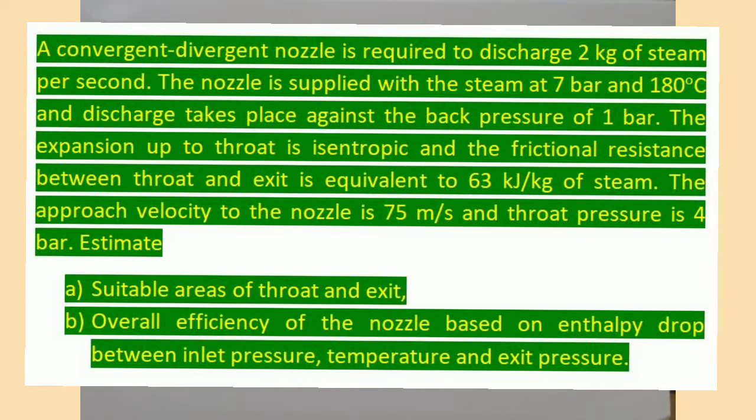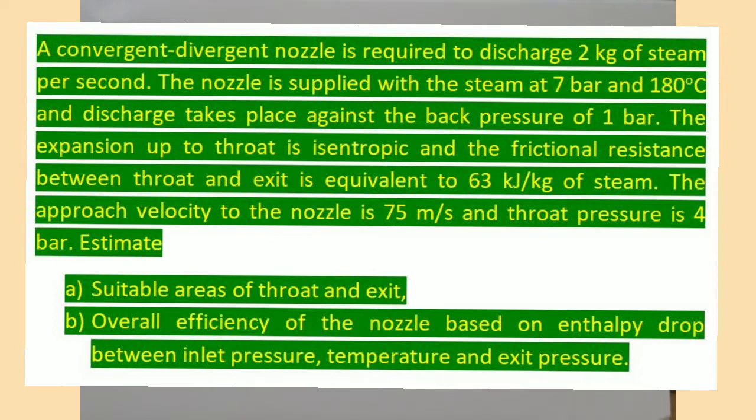The question is, a convergent divergent nozzle is required to discharge 2 kg of steam per second. The nozzle is supplied with steam at 7 bar and 180 degrees Celsius, and the discharge takes place against the back pressure of 1 bar.